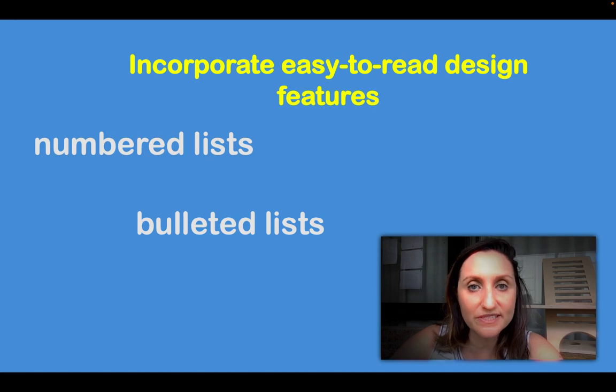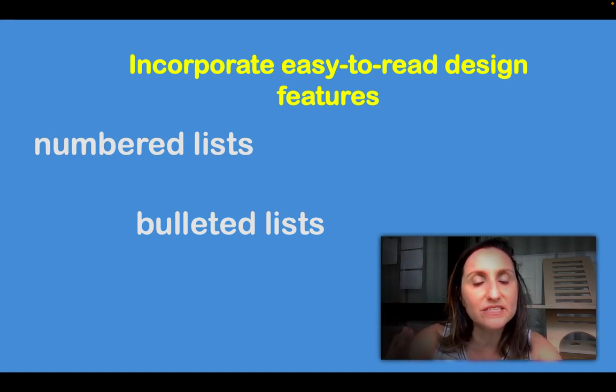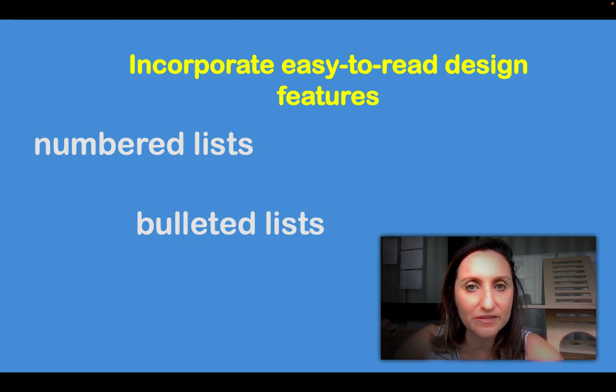Similar to that would be bulleted lists. Again, rather than making the reader figure out how the points are related, a bulleted list can help break them out. If you indent it, they see that those ideas are related to each other, and the bullet shows us where one idea ends and one new idea begins.